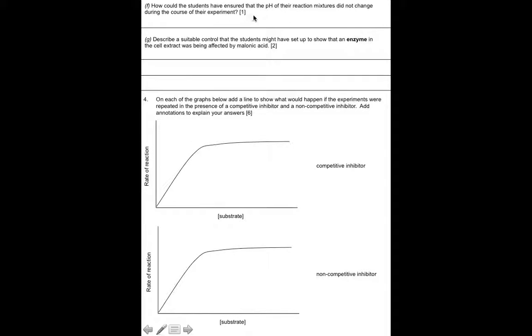How do they ensure that the pH did not change during the course of the experiment? Well, they would use a buffer, and a suitable control would be a boiled and cooled enzyme. This proves that it's the enzyme that's having this effect and nothing else.